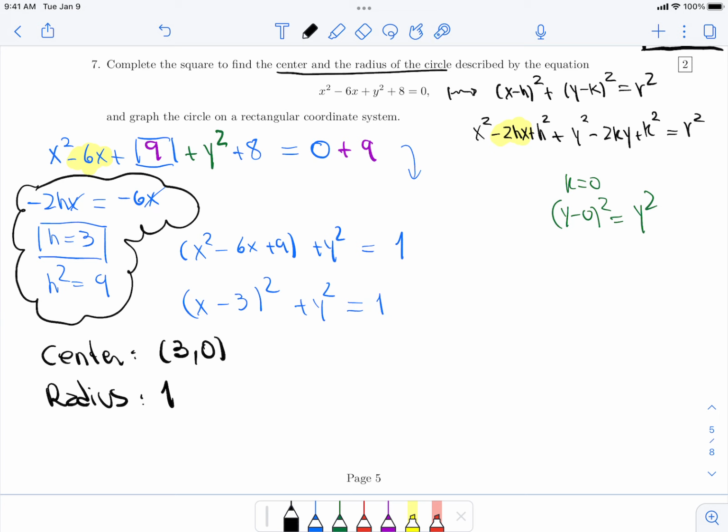And if I were to graph this, I go all the way to 1, 2, 3. 0 is just that. So let me make the scale a bit better. There you go. 2, 3. This is better. So this is the center at 3. And because the radius is 1, I've got to go 1 unit up, 1 unit right, 1 unit left, and 1 unit down.